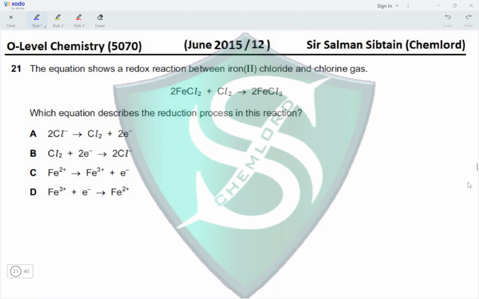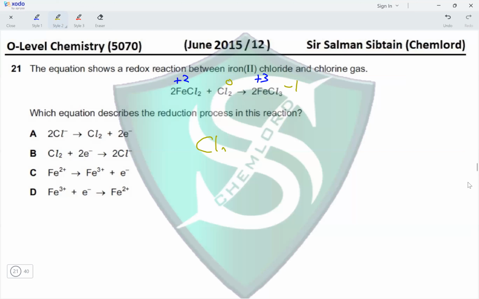So let's see. In FeCl2, iron has a charge of +2. In FeCl3, iron has a charge of +3. So iron is being oxidized. In chlorine gas, chlorine has a charge of 0, and in FeCl3 chloride ion has a charge of -1. So chlorine is being reduced to chloride ion. So which equation describes the reduction process in this reaction?